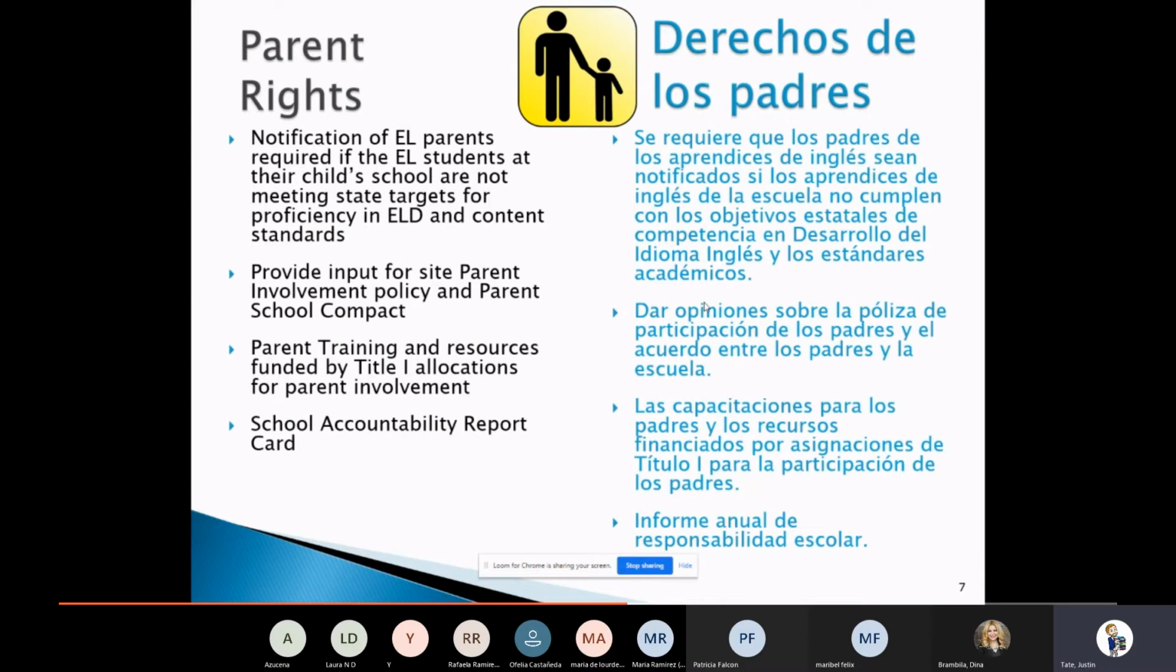Parent training and resources funded by Title I allocations for parent involvement. And this can occur in a variety of ways at your school site, as well as you as a parent have the right to request and obtain your school's accountability report card.